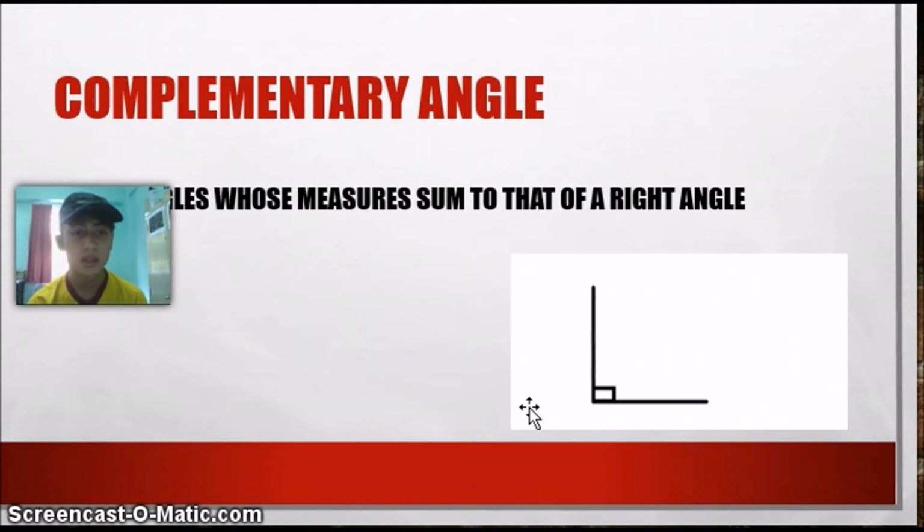Okay. Next, I want to talk about complementary angle. Complementary angle states that two angles whose measures sum to that of a right angle. So in this picture I have a right angle triangle. As we know, a right angle is 90 degrees. So if the question asks about complementary angle, we know it is 90 degrees. Okay. Next, I want to show you three examples about this.